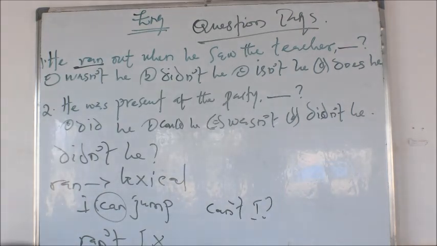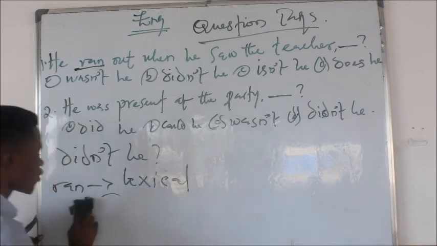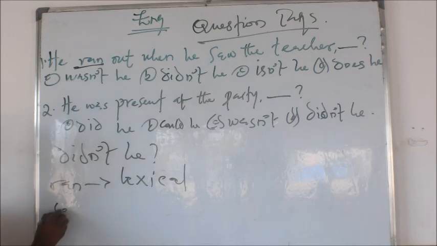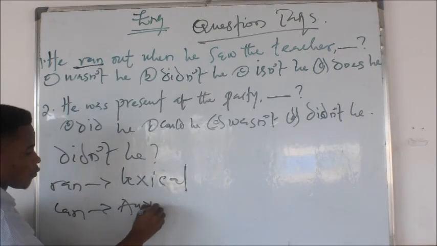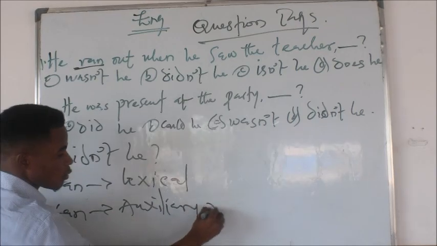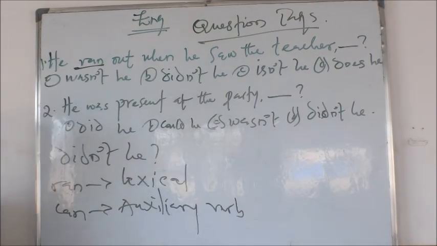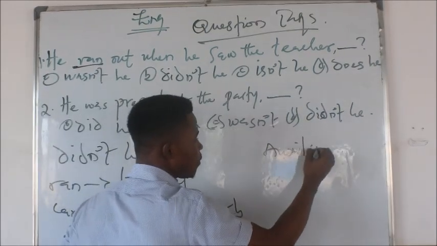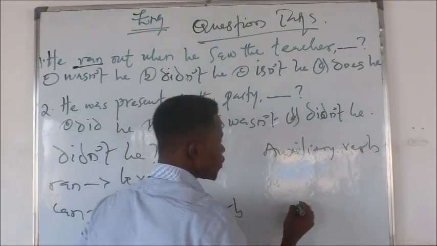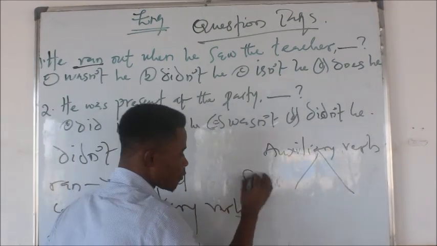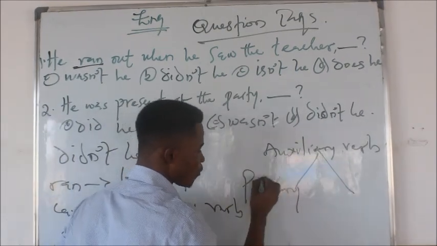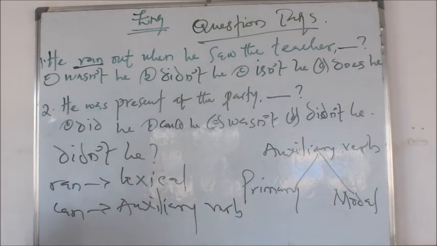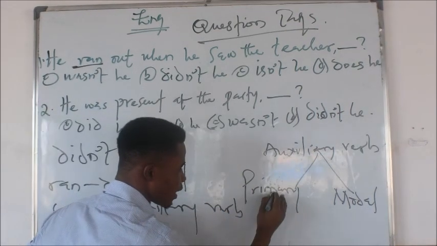Now what we have done is this. Very simple. Anytime you have a lexical verb, the can is an auxiliary verb. What do we call it? Auxiliary verb. Okay? We have auxiliary verbs, which are divided into two. We have primary auxiliary verbs, then we have modal auxiliary verbs. Now the primary auxiliary verb is divided into three.